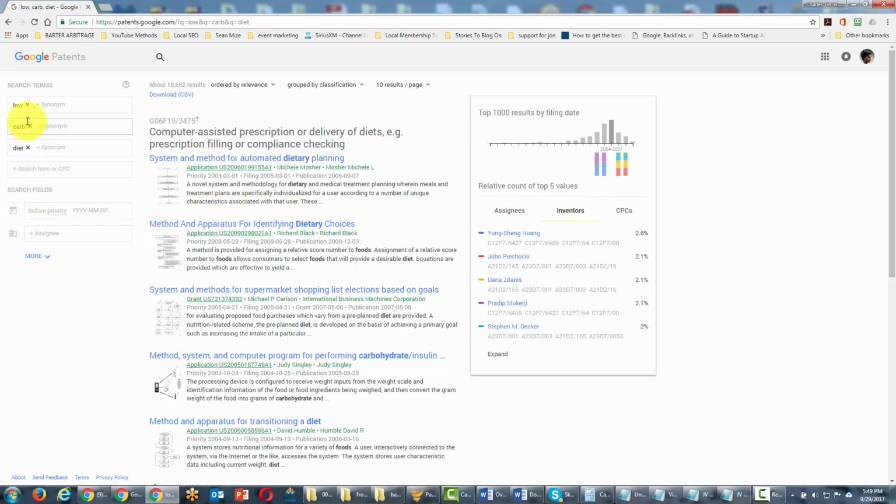You can also narrow down the terms inside of Google Patents as well as do it by date. So again, if you want to look at some pre-commercial activity on your keyword, you can actually do it through the patent search at patents.google.com.